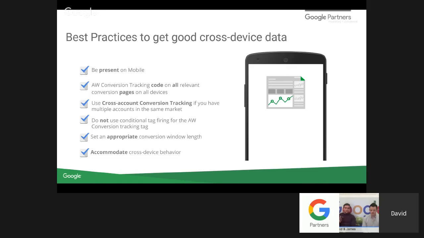Next, we need to remember to set an appropriate conversion window length. So whether this is 30 days, 60 days, 90 days, this is completely up to you. So we have to take into account what your audience's conversion path looks like, how long it is, and we need to set that within the conversion window length. And then remember to also accommodate for cross-device conversion behavior.